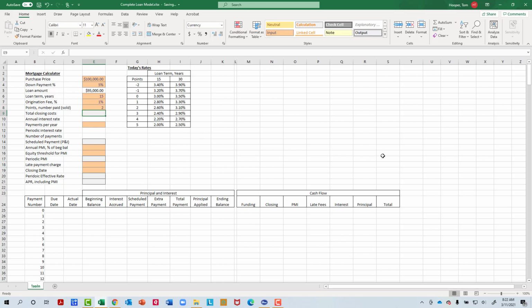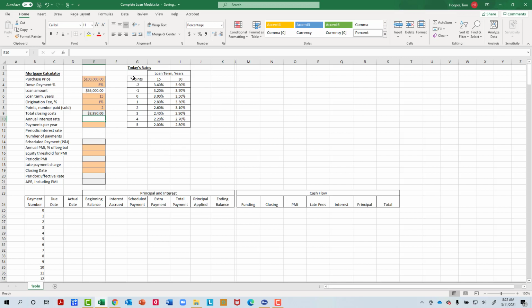Then the total closing costs are going to be the amount of the loan times the percentage fee that the bank charged to originate it, plus the number of points. And those are whole numbers that represent percentages, so I'm going to divide that by 100. So in this case, we're paying about 3% of the loan. So 3% times 95,000 is $2,850. And from that, we can get an annual interest rate.